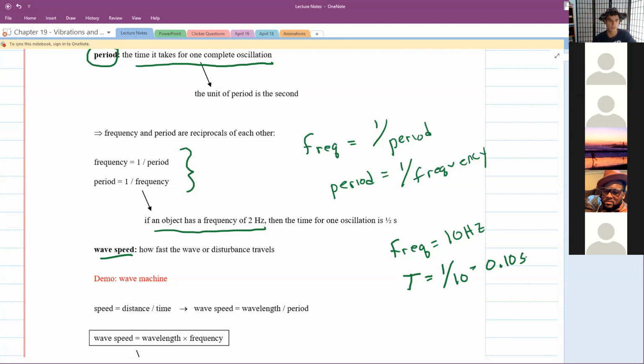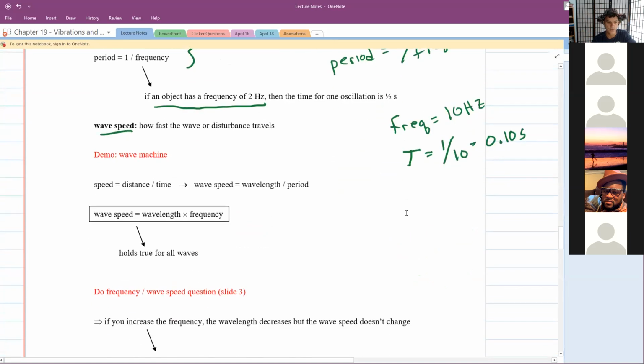Period's 1 over frequency. So now for the big giant equation, which holds true for every kind of wave that you can consider. Well, one, I know in general speed is a distance divided by a time. If I'm talking about a wave, how far a wave travels in a certain amount of time, I can use just the definitions of wavelength and period.